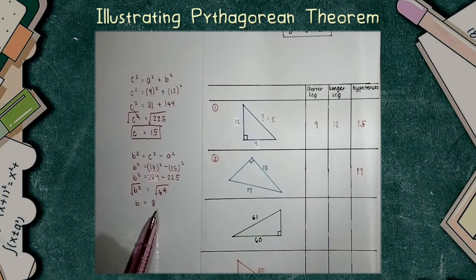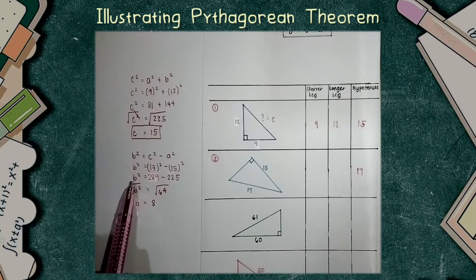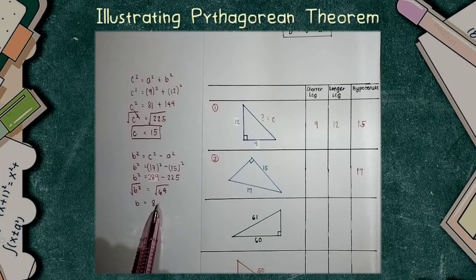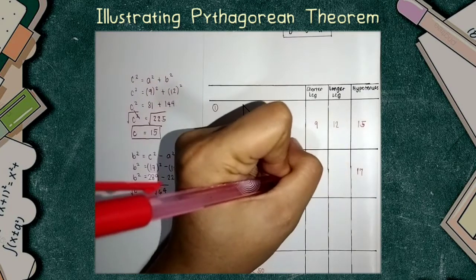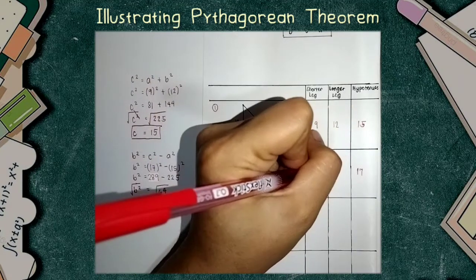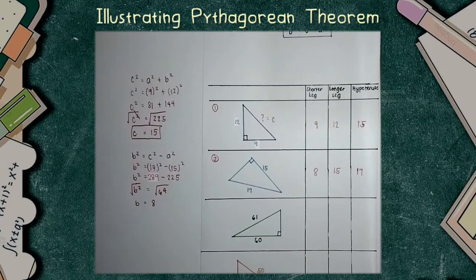So, now, madedetermine na natin kung alin yung mas malaki side dun sa given natin. Diba? Ang ginamit natin ay B squared. So, ang B natin ay yun yung magsisilbing shorter leg. And yung 15 ang yung kanyang longer leg.